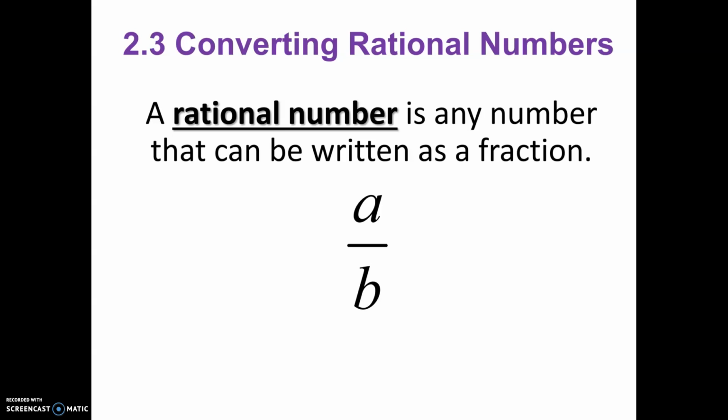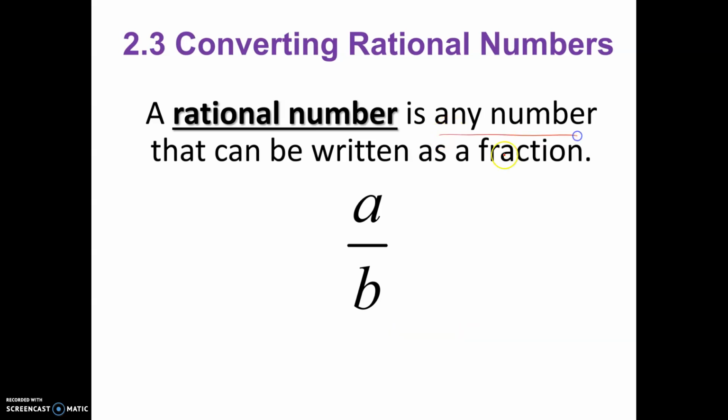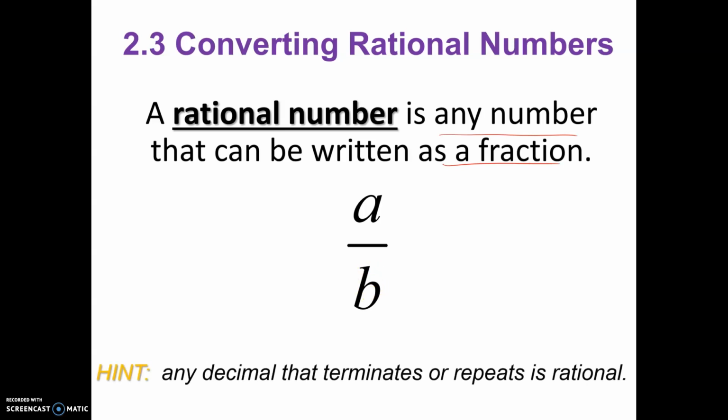Okay, so today we're looking again at converting rational numbers between decimals and fractions. Just a quick reminder of what a rational number is. It's any number that can be written as a fraction. So we summarize that as a over b, because we know a can be any number and b can be any number. One thing to consider is that any decimal that terminates or repeats is going to be a rational number.